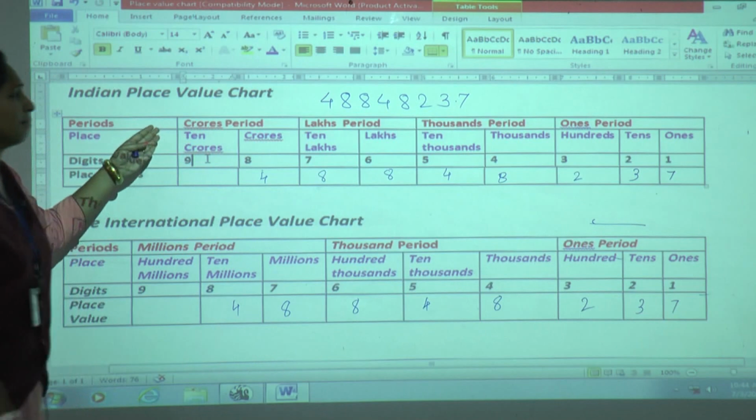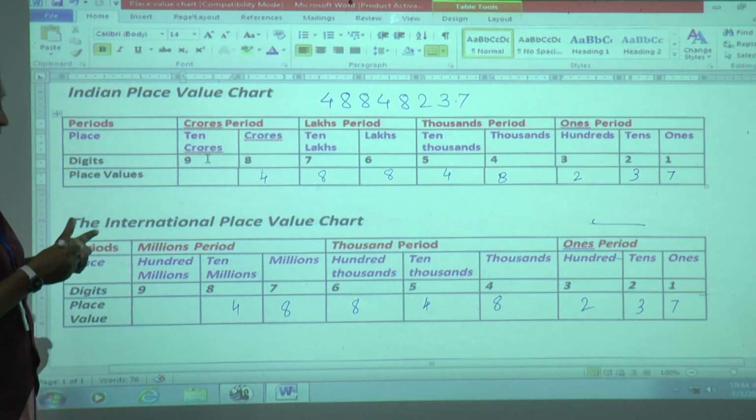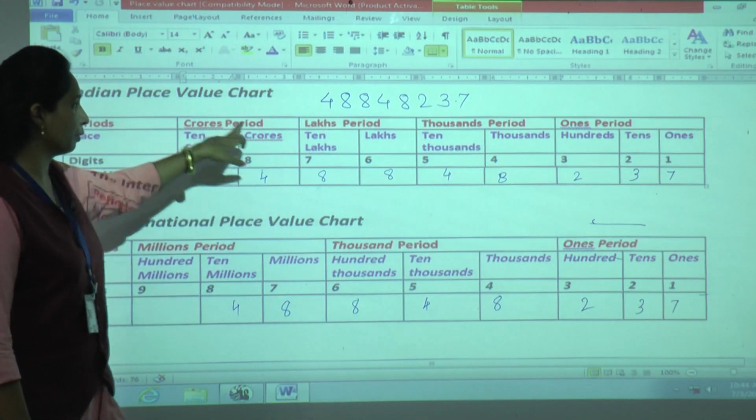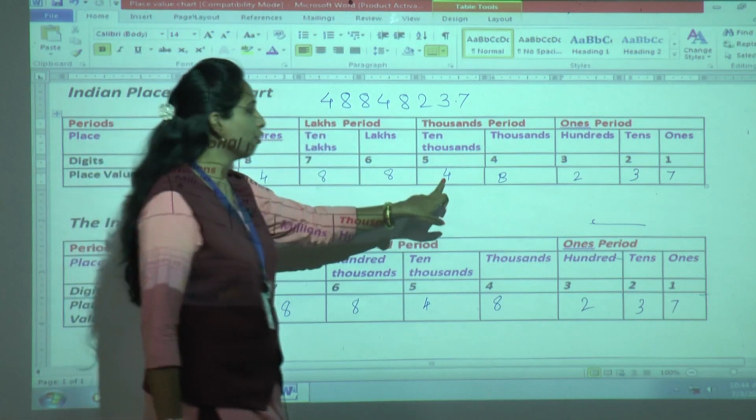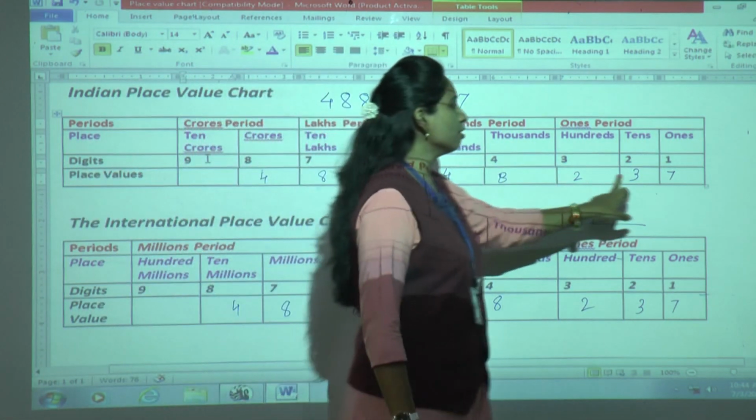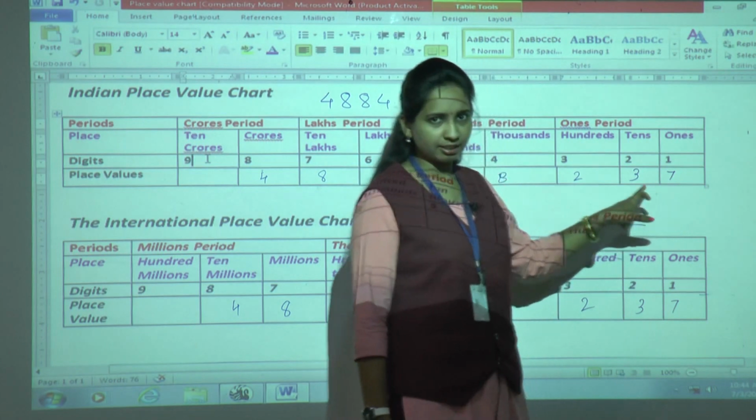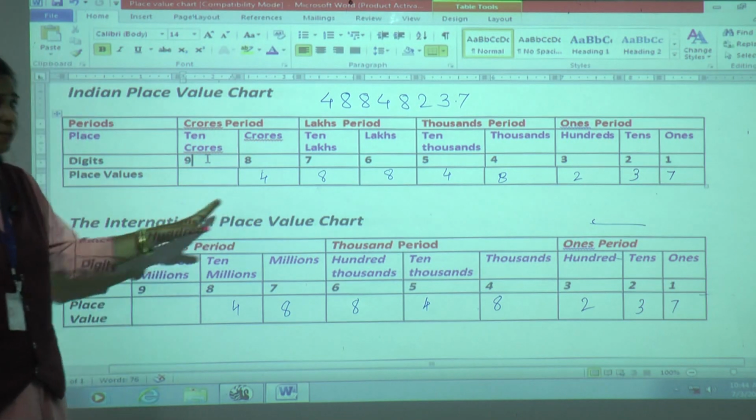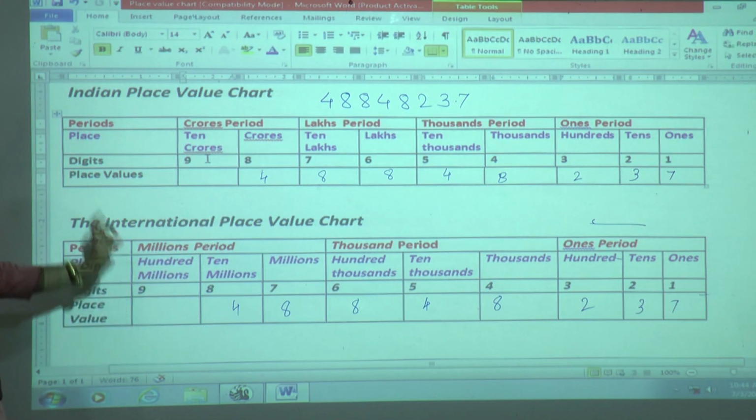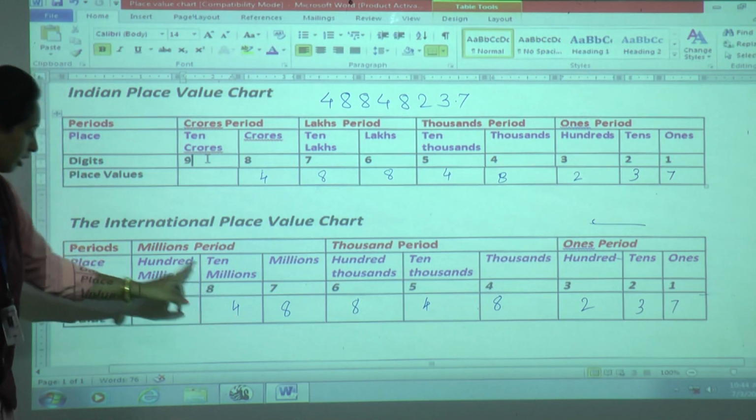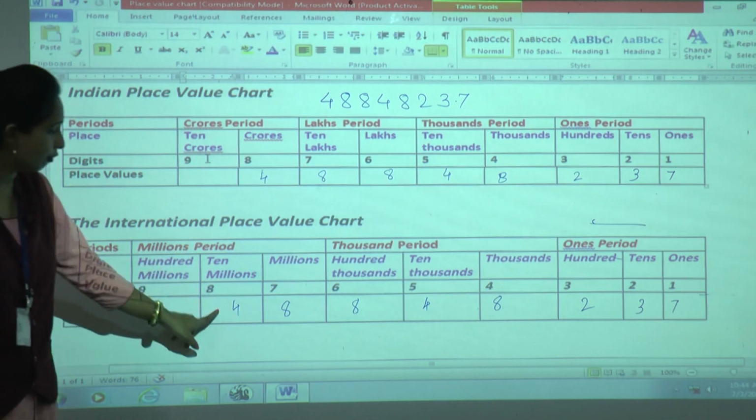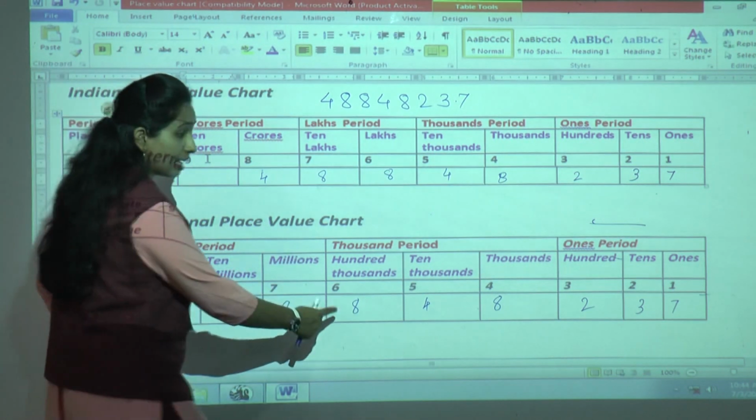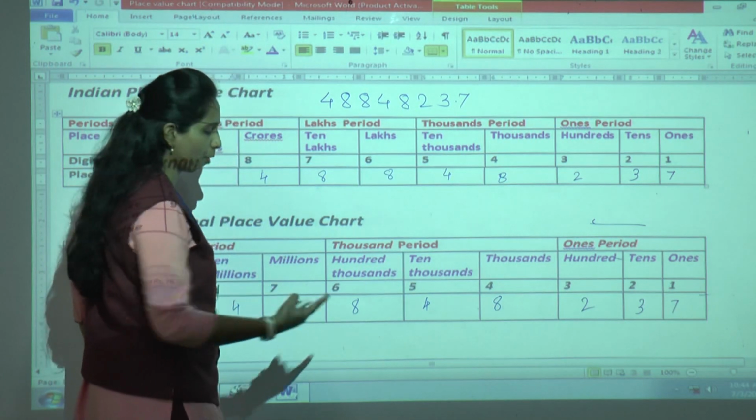Now when I have placed this number in the Indian place value chart, how will we read this number? We read it as 4 crore 88 lakh 48,237. Isn't it? Yes. But at the same time, when you want to read the same number in the international place value chart, how do you read it? Can you see here 4? In which period is 4 there? 4 and also 8. So 48 millions here.